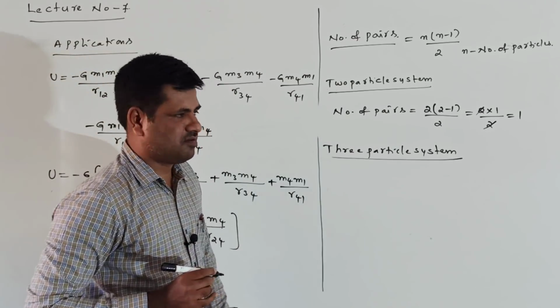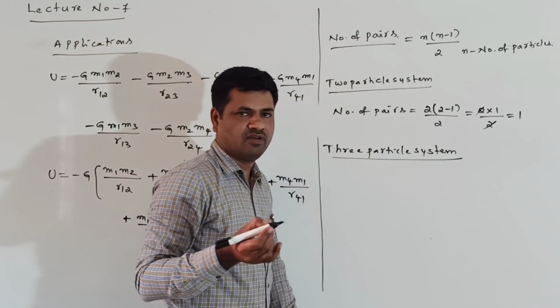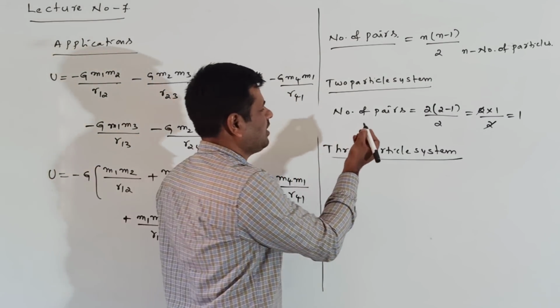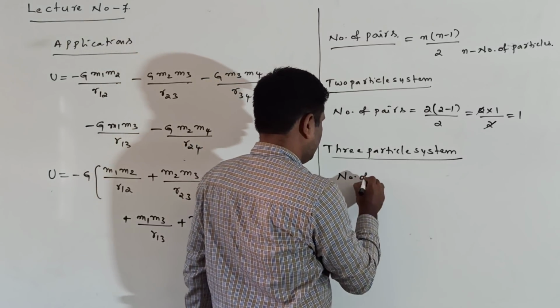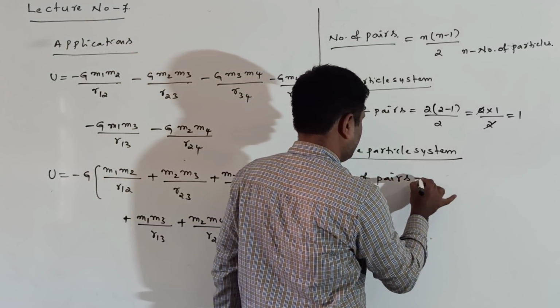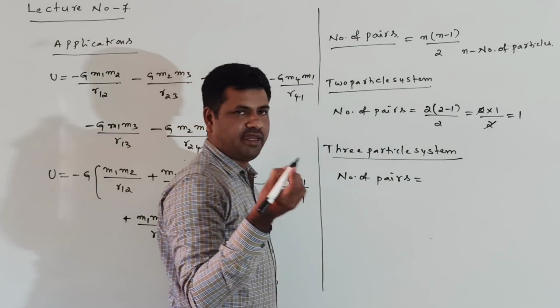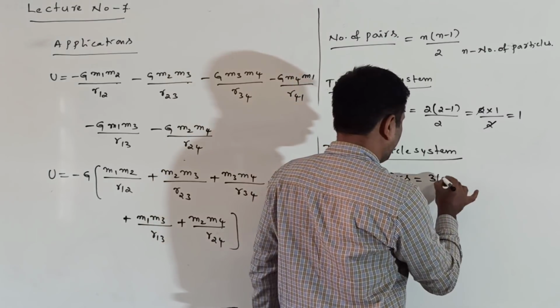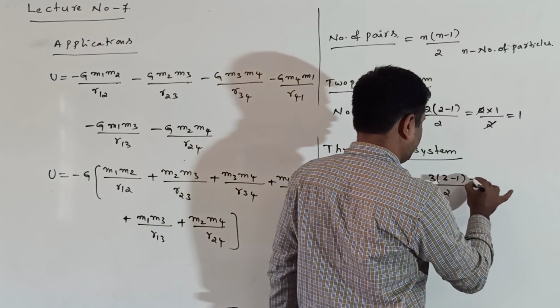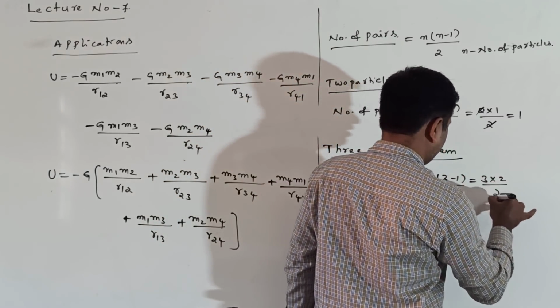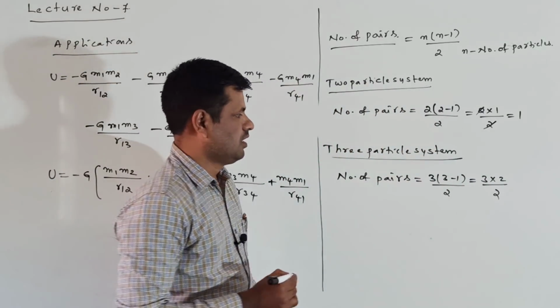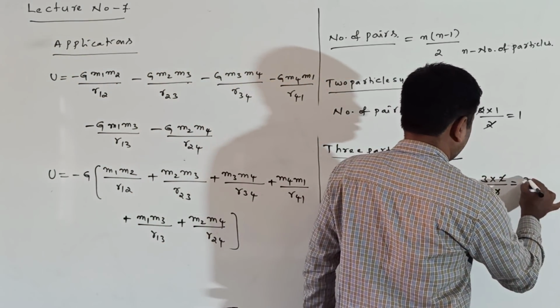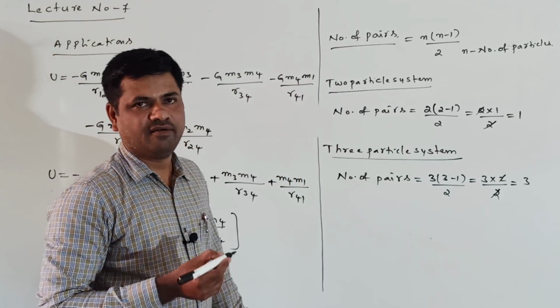How many pairs are there for the 3 particle system? Generally we already know that 3 pairs are coming. But according to the formula, how do we find it? Number of pairs is equal to n into n minus 1 by 2. Here 3 particles means n equals 3, where n represents the number of particles. So 3 into 3 minus 1 by 2, which is 3 into 2 by 2, since 3 minus 1 equals 2. The 2s cancel, so the number of pairs is 3. Okay, we already know that.